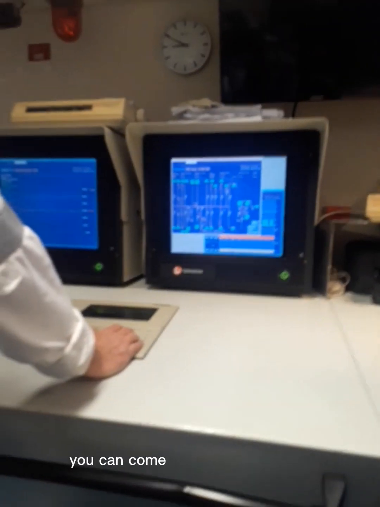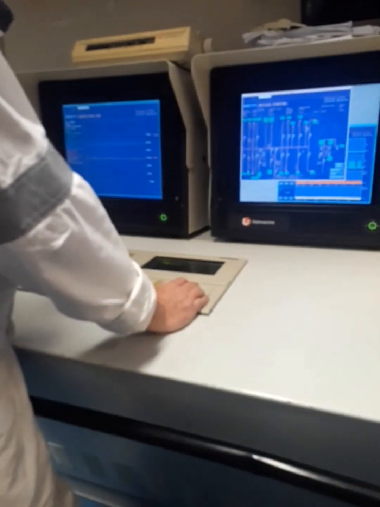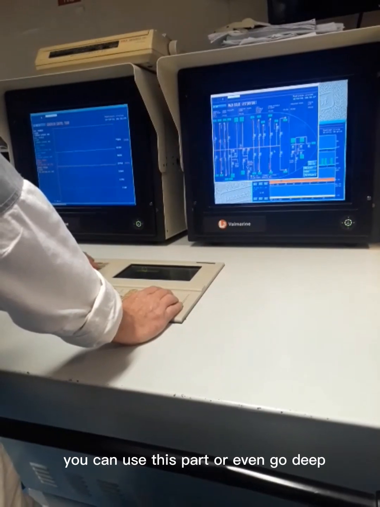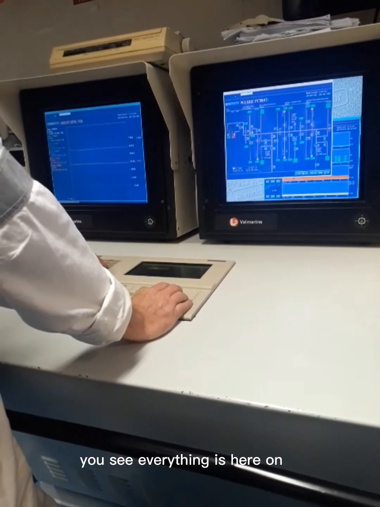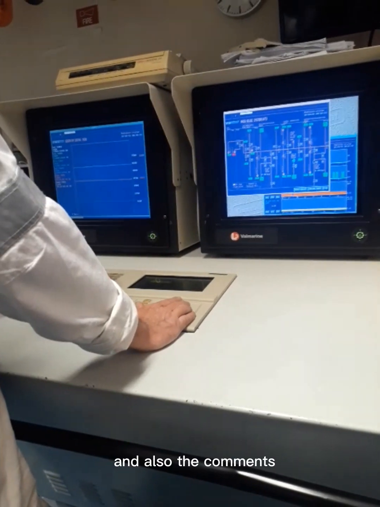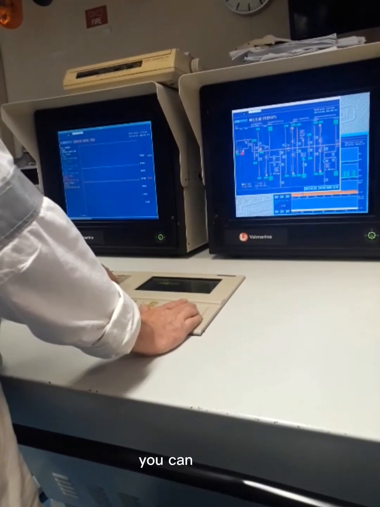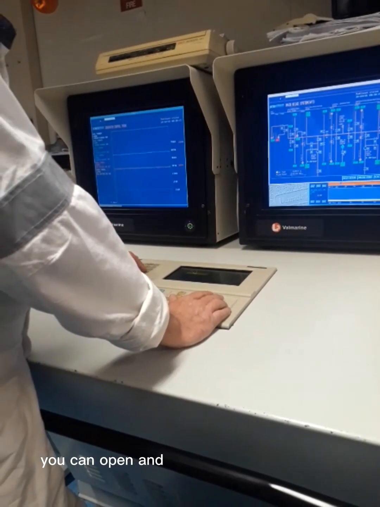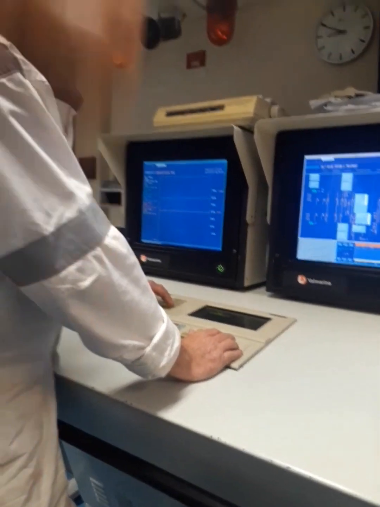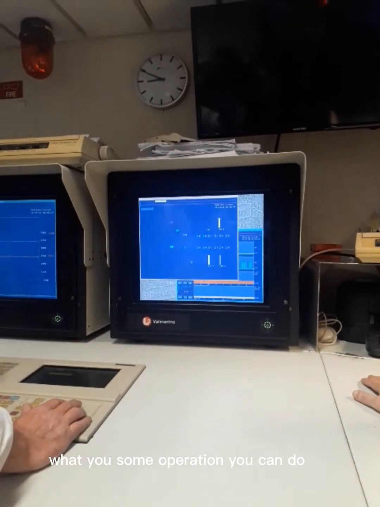You can come here when it's your duty. You can use this part or even go deeper. You see everything here on the graphic, and also the commands. Commands you can do here. You can open and close the valves from there, Chief. Yes, just like on our control. I always work with our control. What is on operation, you can do here.